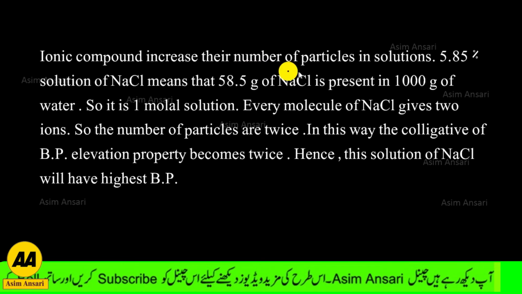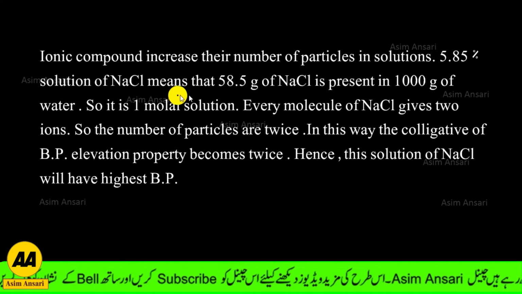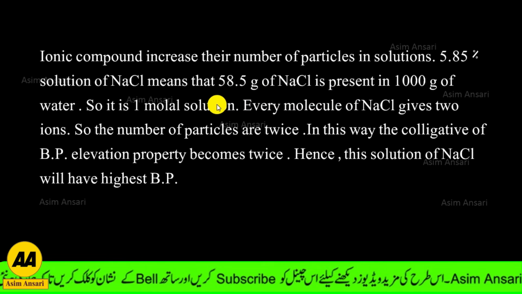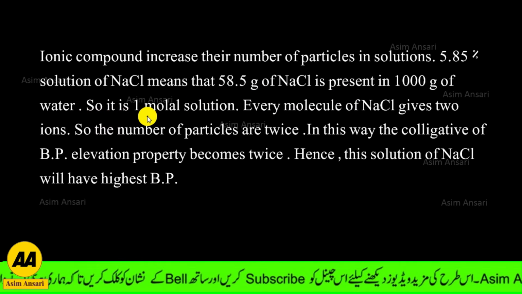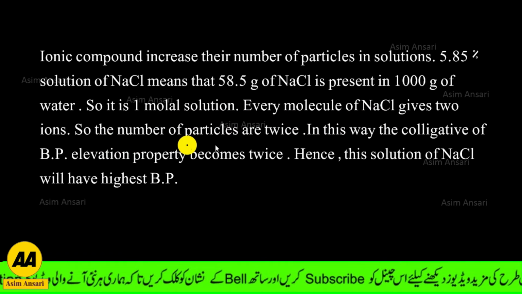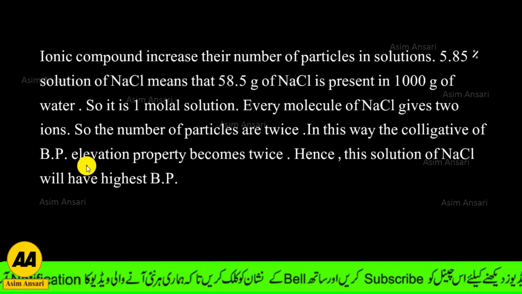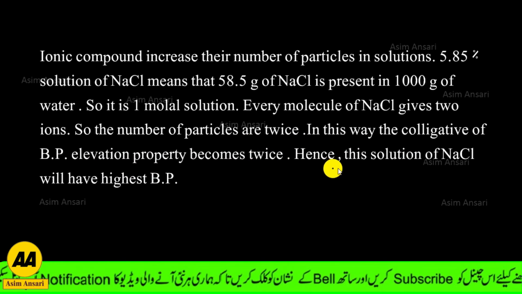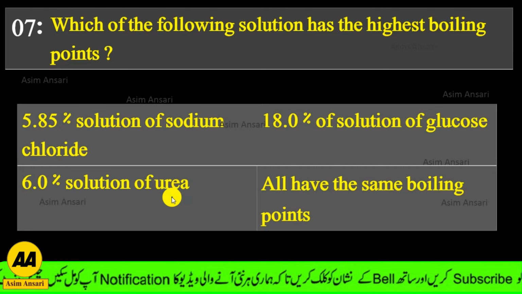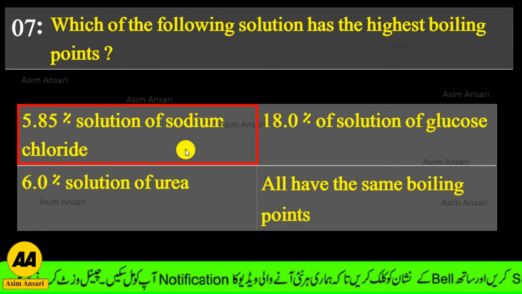Ionic compounds increase the number of particles in solution. A 5.85% solution of NaCl means that 58.5 grams of NaCl is present in 1000 grams of water, so it is a 1 molar solution. Every molecule of NaCl gives 2 ions, so the number of particles is twice. In this way, the colligative property of boiling point elevation becomes twice. Hence, this solution of NaCl will have the highest boiling point. So the exact answer is 5.85% solution of sodium chloride.